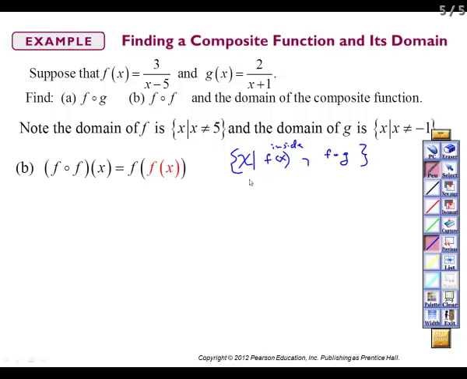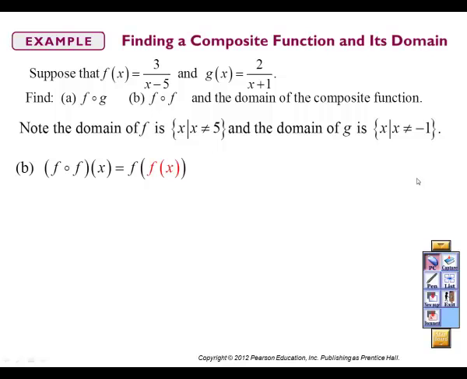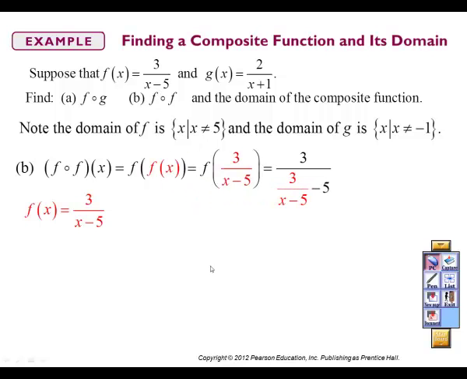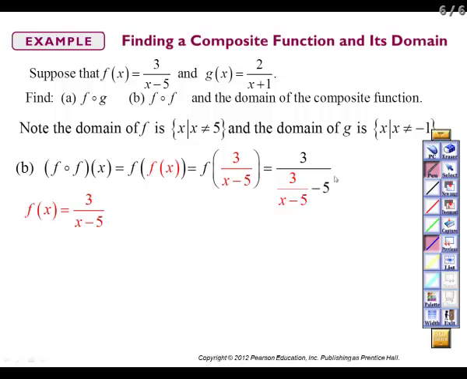Okay, and so we know that x cannot be 5, but now we still need to find the composite, the domain for the composite part. So we go ahead and, here's our f of x, that's the first part. So now we're going to take this and put that inside f of x. So we're going to cut this x out, and we're going to put this 3 over x minus 5 inside of there. Okay, now at this point, what do you think we got to do here?